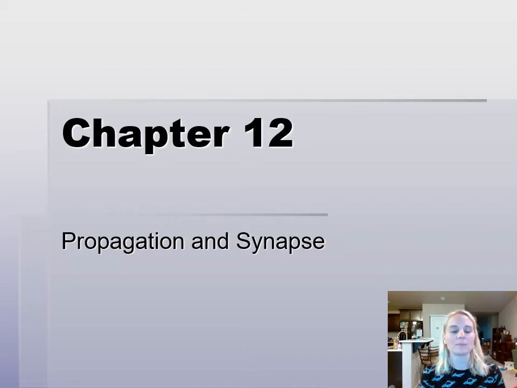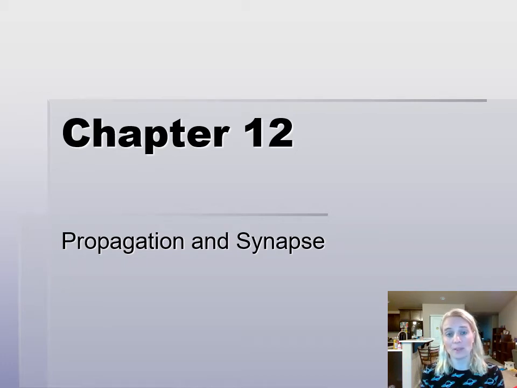All right, welcome back. So we just got done going over graded potentials and action potentials. Now what we're going to talk about is, once those action potentials are initiated at the initial segment of the axon, what happens, where do they go, how do they get transmitted down to the rest of the axon? This is what we call propagation. There are two types of propagation, continuous and saltatory. And then I'll also talk about what happens at the synapse.